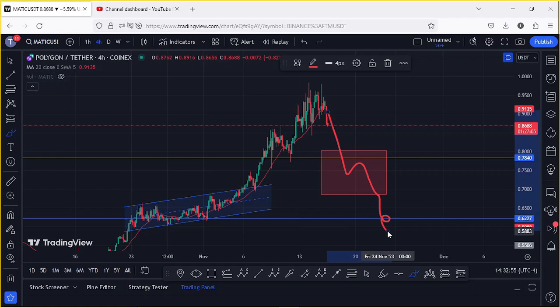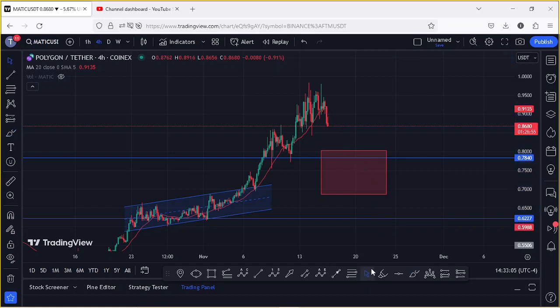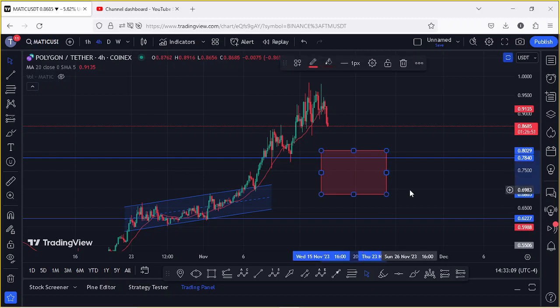So that is what I'm keeping my eyes on on the Matic chart, on the short term and also on the long term. And those are my pullback target areas between the fib level 0.382 and the fib level 0.618, between the $0.8 mark and the $0.6865 mark. I hope that video was of much help to you.